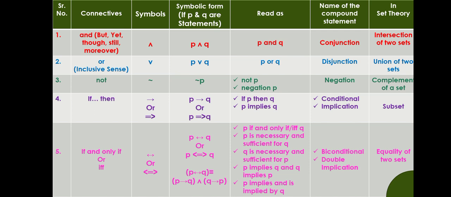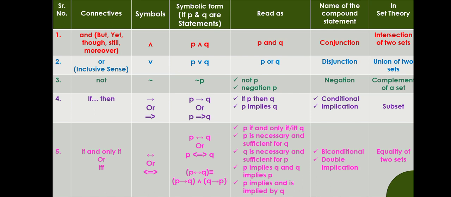The next is if, then. Its symbolic form is P implies Q, read as if P then Q or P implies Q. The name of this compound statement is either called conditional or implication. It is equivalent to subset in set theory.